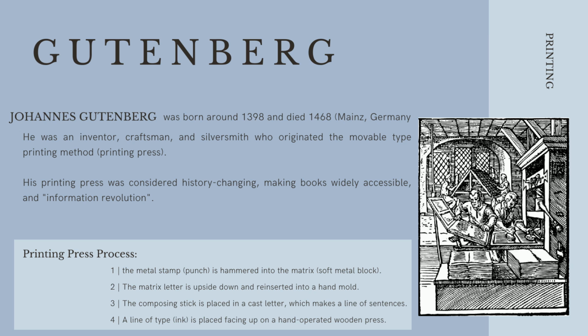The process: first, a metal stamp, or a punch, is hammered into the matrix, which is a soft metal block. Then the matrix letter is upside down and reinserted into a hand mold. Then, the composing stick is placed in a cast letter, which makes that line of sentences you see on a page. And finally, a line of type, or ink, is placed facing up on a hand-operated wooden press.